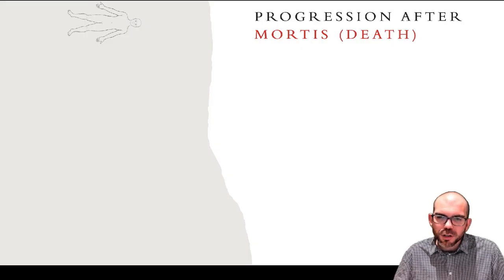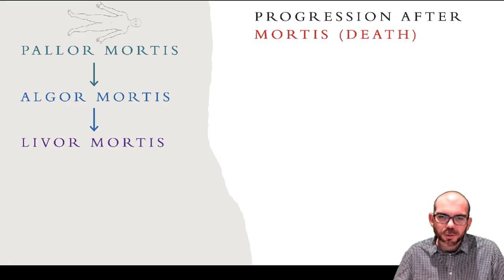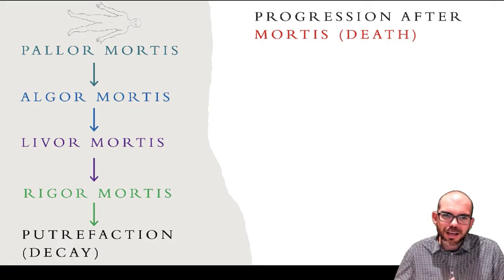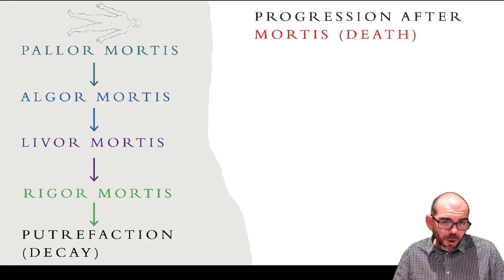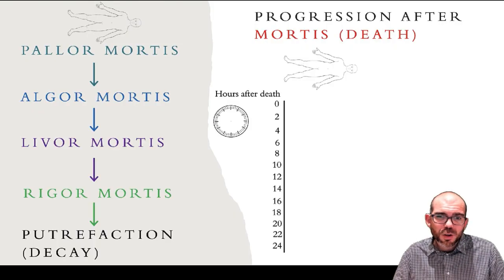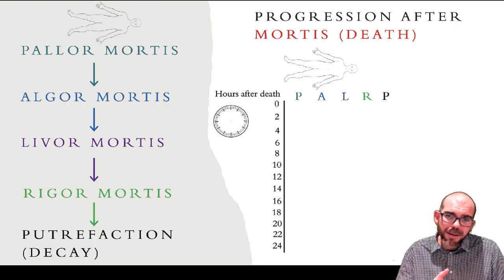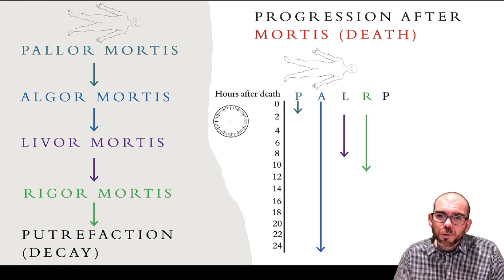This progression goes through the following stages or phases: pallor mortis, algor mortis, livor mortis, rigor mortis, and putrefaction or decay. Now, I don't want you to think of this as A causes B, causes C, causes D, that it happens in a sequential order. A more accurate way to represent these phases would be like this. Counting the hours after death, here I have the first letter representing each of the phases. These stages overlap one another and can occur at the same time.